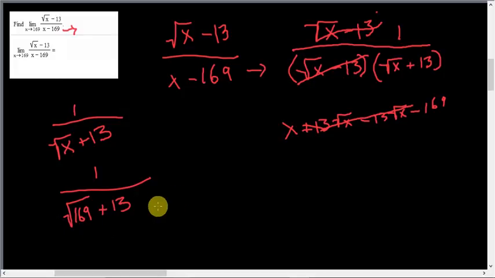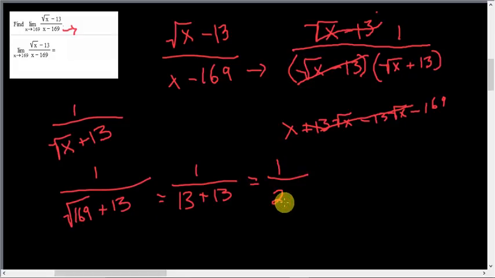So, 1 over 13. Like I said, I looked at the answer key now, and I could tell they don't do a negative, or else you get a 0. Anyway, that's too complicated. So the square root of 169 is 13, I just know that. Plus 13 equals 1 over 26. And that's our answer, 1 over 26. That's it. So the limit as x approaches 169 of the square root of x minus 13 over x minus 169 is 1 over 26. That's it.